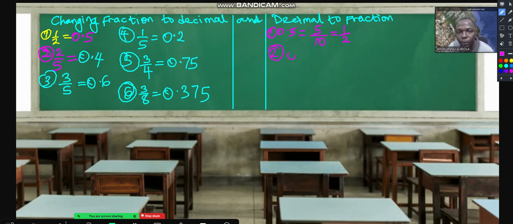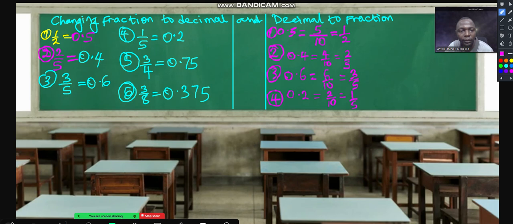0.4. Again, it's 1 digit after the decimal, so write 4 over 10, which is 2 over 5 if you divide them by 2. Then number 3, we have 0.6. So this is again 6 over 10 because it's 1 digit, and if you divide both of them by 2, you get 3 over 5. Then number 4, we have 0.2, which is also 2 over 10. Then if you divide both of them by 2, you get 1 over 5.